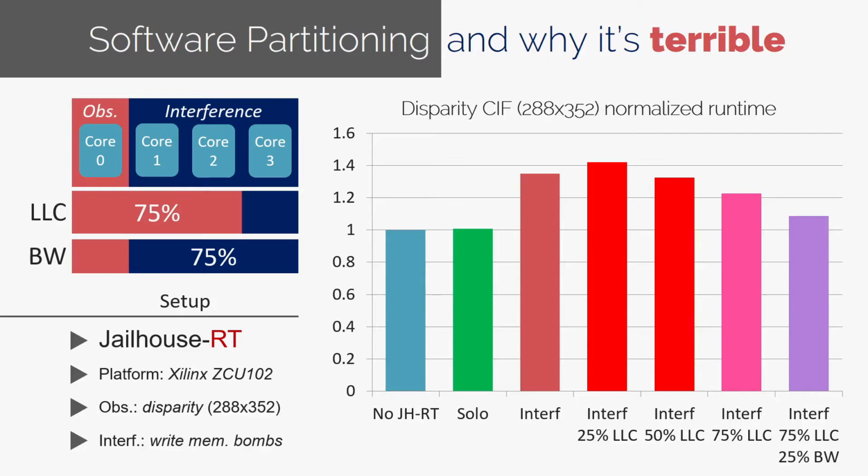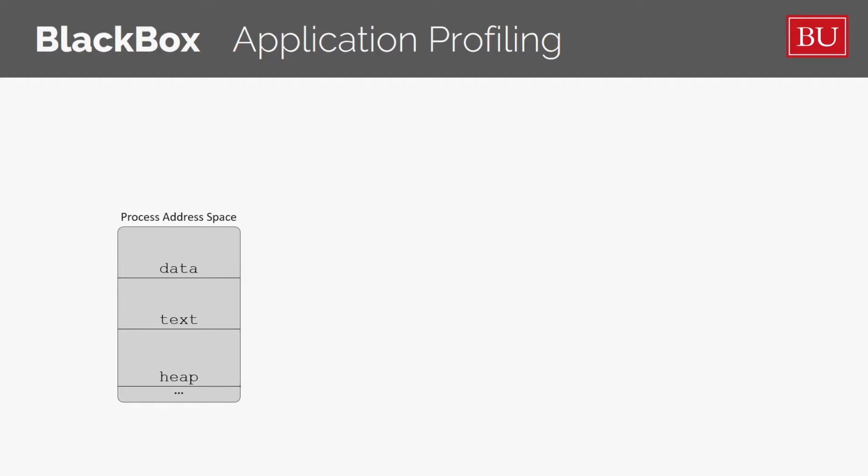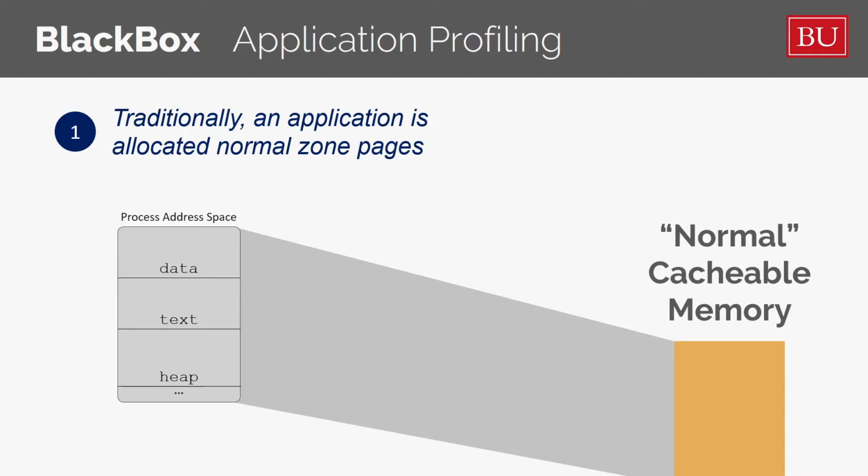And so the root of the problem is that we don't really know how the application is interacting with the platform. In other words, we need methods that can allow us to construct some knowledge about how the application is trying to use the memory resources in our platform. And so if we consider an application in its process addressing space, composed of data, text, heap, stack, you name it, what we typically do in a stock operating system is that we take all the memory that corresponds to our application and we evenly assign it to normal single zone flat cacheable memory.